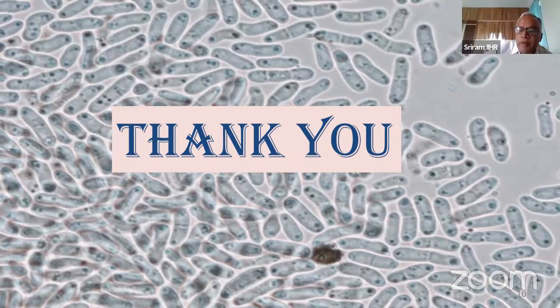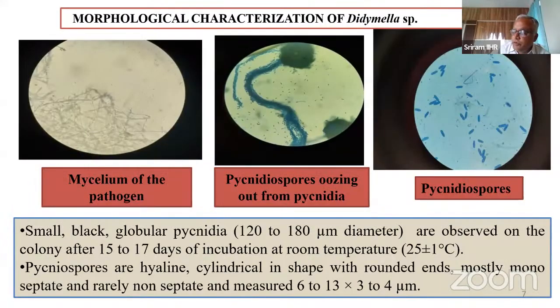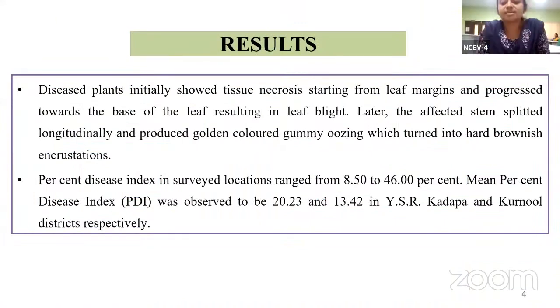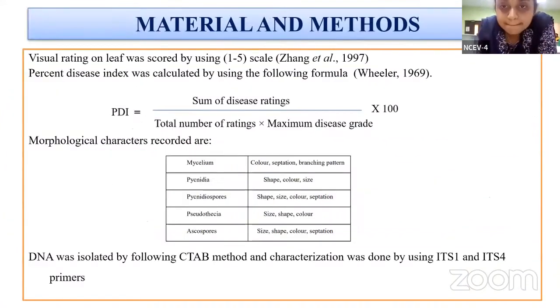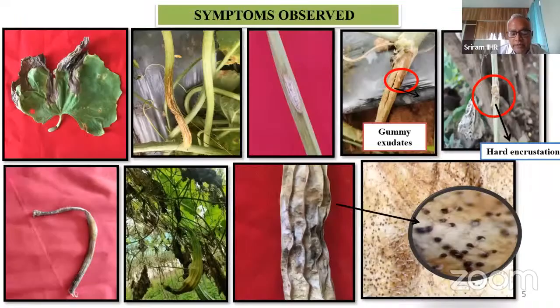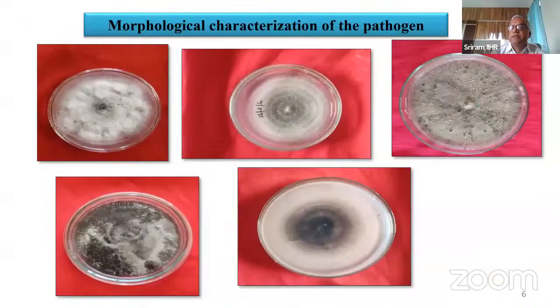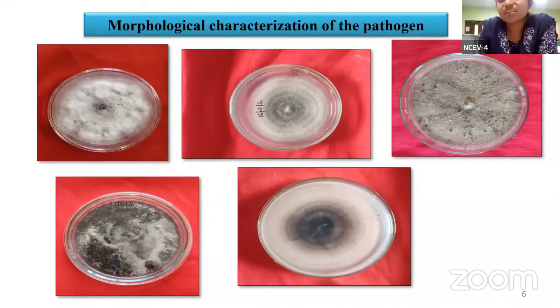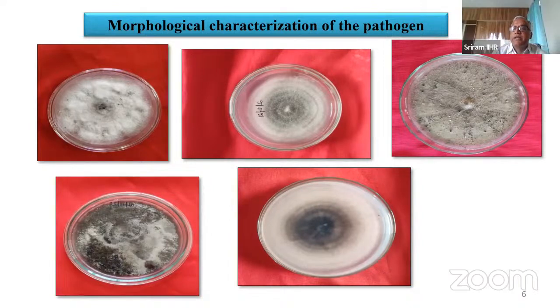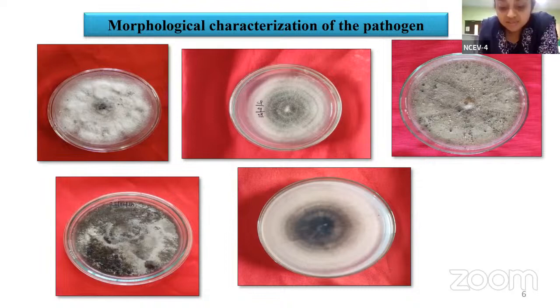Thank you, Sushma. I have a few queries. You mentioned a Didymella species, whether it is Didymella bryoniae or some other species. Sir, it was only characterized up to the genus level, sir. What is the new name for this Didymella bryoniae? Any synonyms, new names? Yes, sir. It is also called Stagonosporopsis cucurbitacearum or Phoma cucurbitacearum, sir.